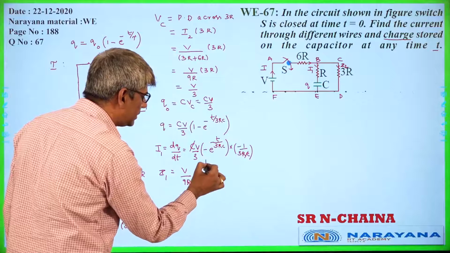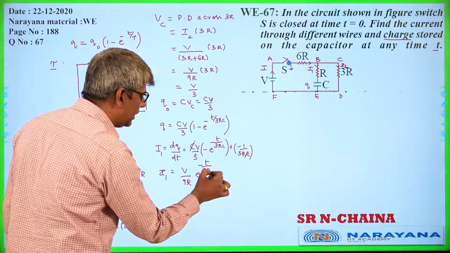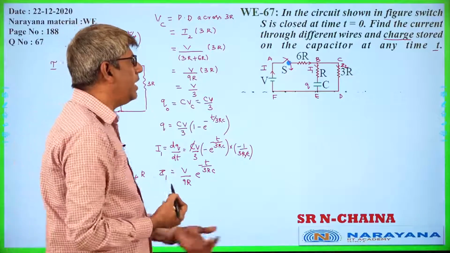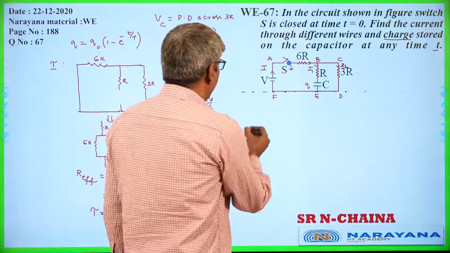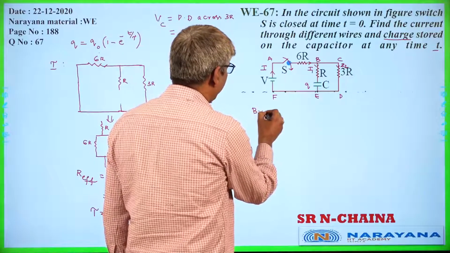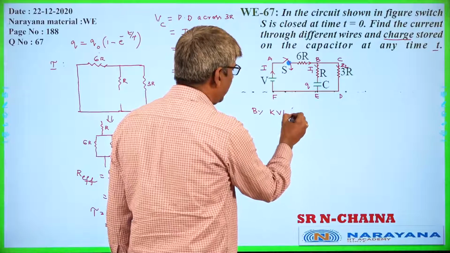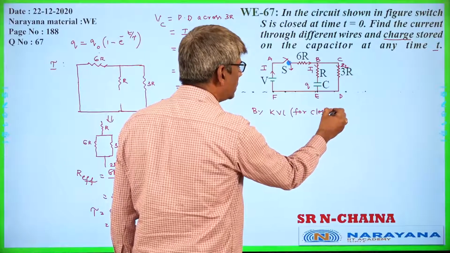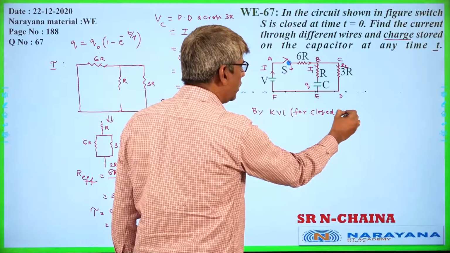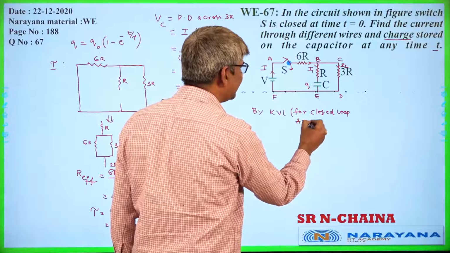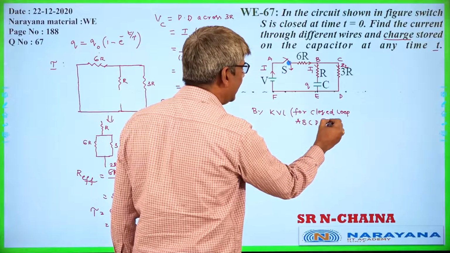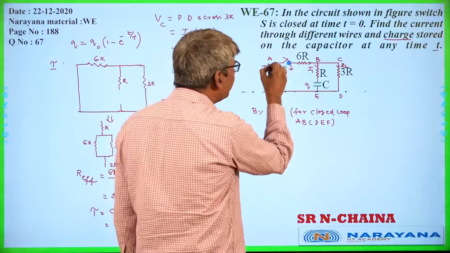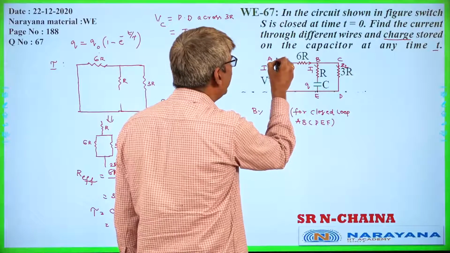E power minus t by 3RC is the value of I1. Next, to calculate the value of I2, applying Kirchhoff's voltage law for a closed loop. The name of the loop is the outer loop, which is A, B, C, D, E, F. Starting from A, the current from the battery flowing through this is I, we know.